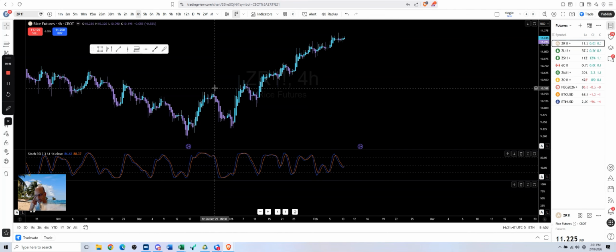And then basically what I'm doing now is waiting for setups on the 4-hour chart using the stochastic RSI indicator. My ideal situation is to have it come all the way down, in the case of looking for a long position, to the oversold area and then wait for a crossover such as this signal right here. That was back on January 25th, 26th, somewhere in there.